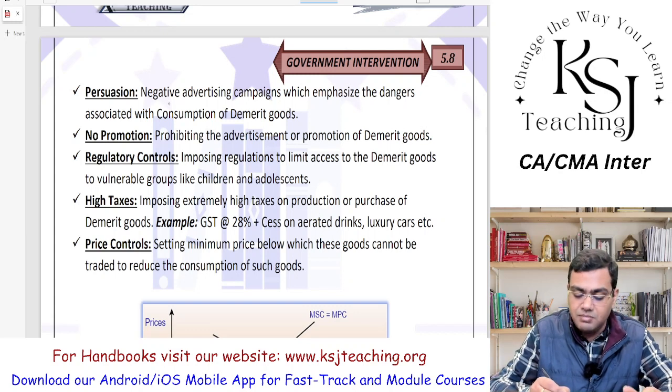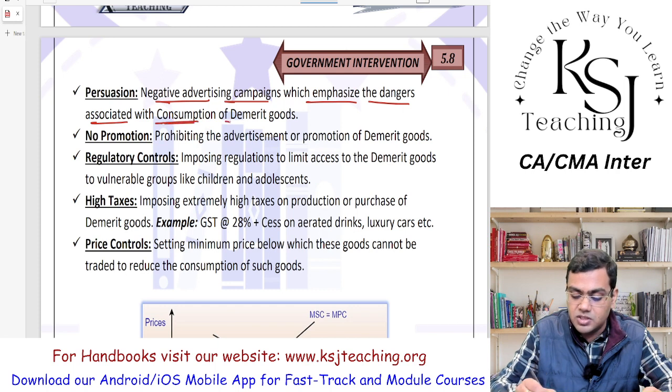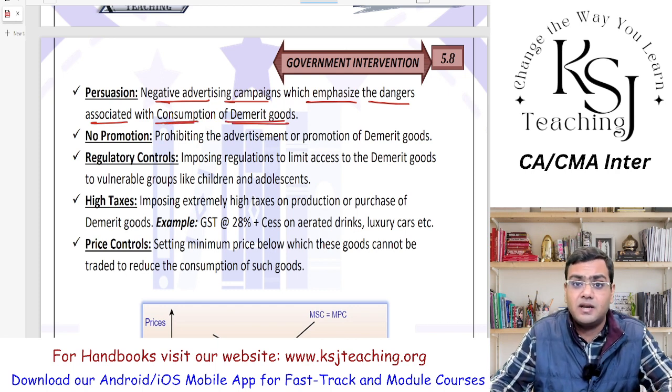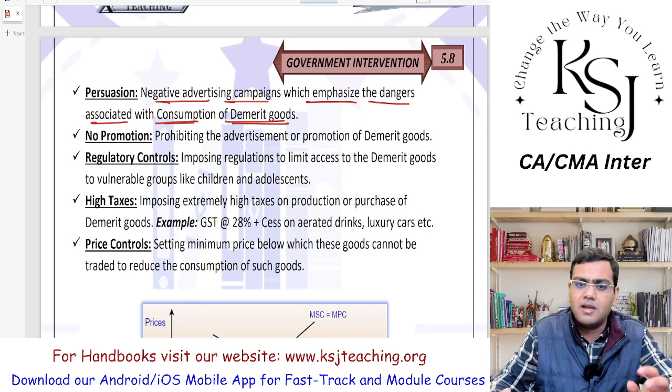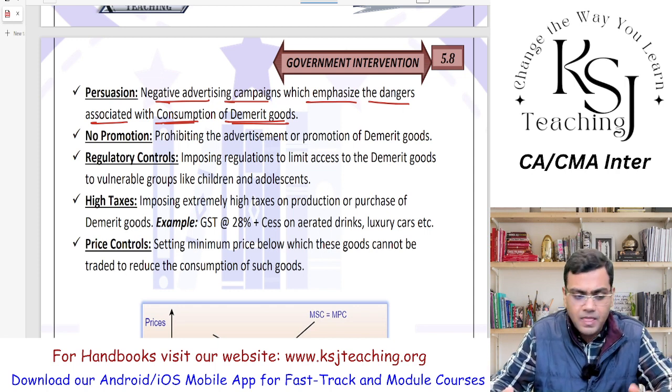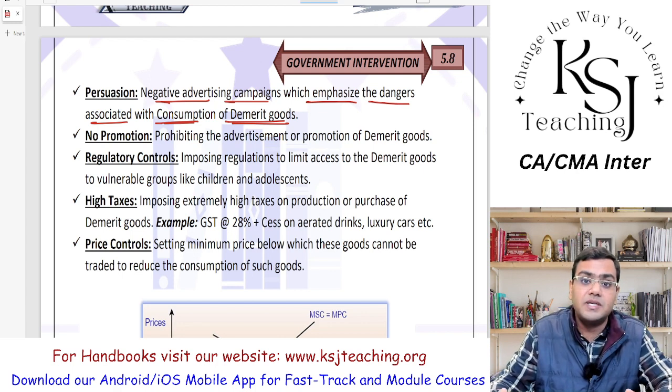Persuasion. Persuasion means negative advertising campaigns which emphasize the dangers associated with the consumption of demerit goods. There should be rigorous advertisements that reach the generations, especially the young generations who are really addicted to such drugs and alcohol. We have seen this in the past few years. The advertisement needs to hit the mind of the generation that these products are not good for you. We should be persuading them through the right means, through social media and advertisements on social media and all those things.